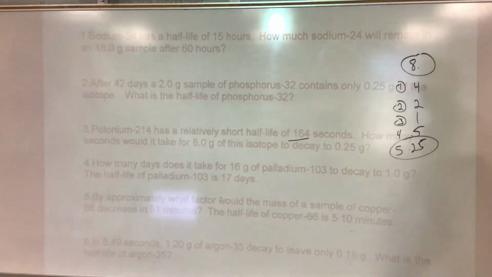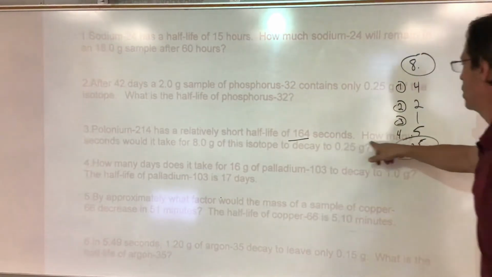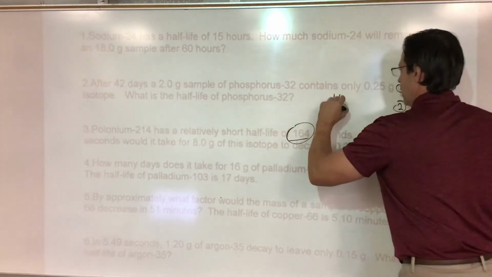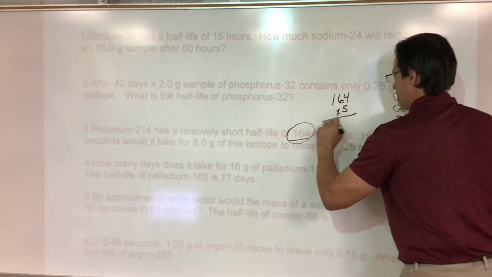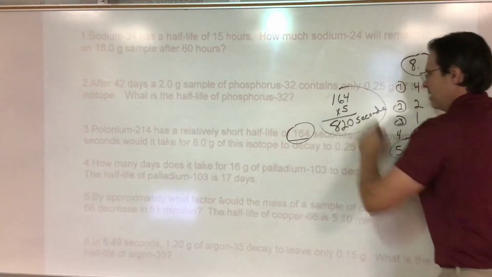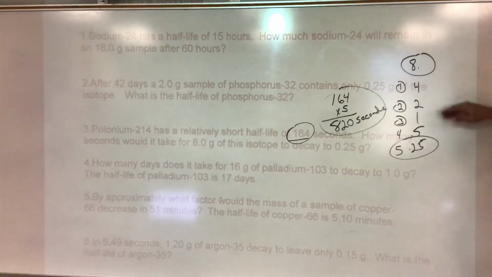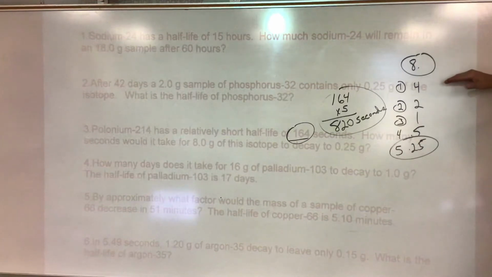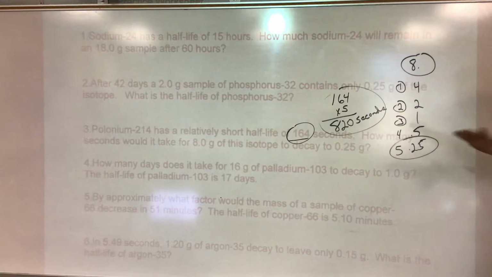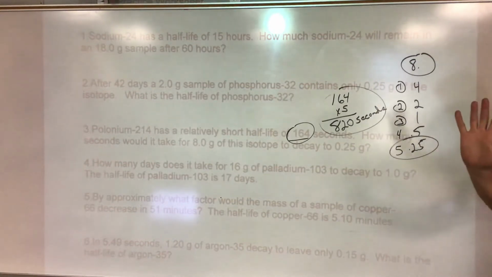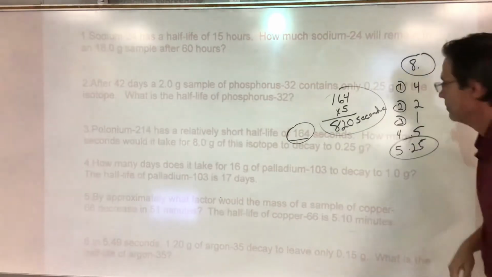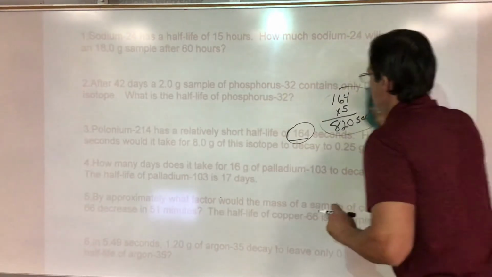So it went through 5 half-lives. We wanted to know the total: how many seconds? If 1 half-life was 164, I just take 164 times 5. It comes out to be 820 seconds. Right? Because it's 164, another 164, 164, 164, 164. They did it 5 times. That's where I got it. A total of 820 seconds. All right, 2 down.